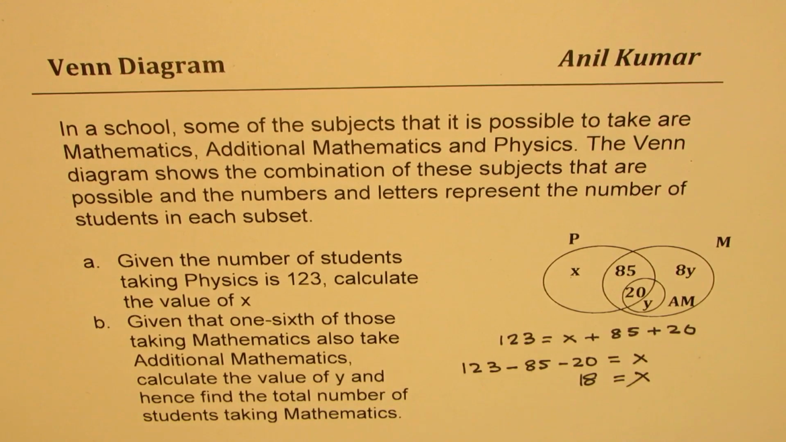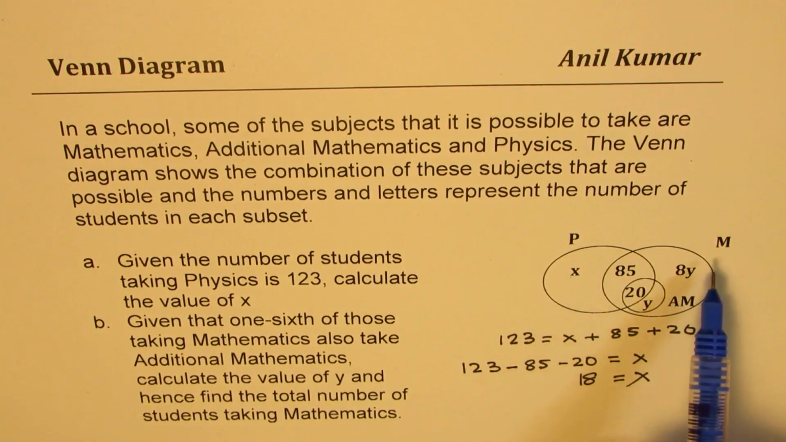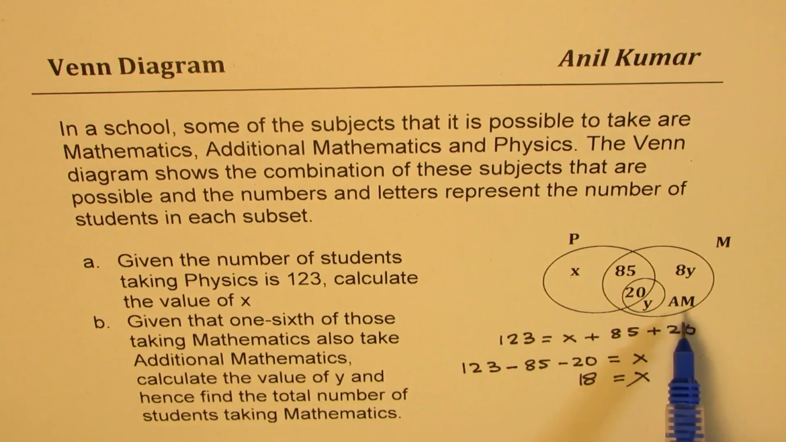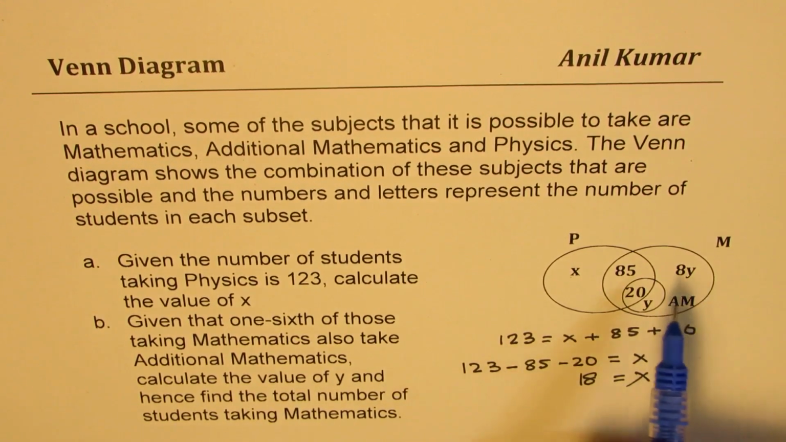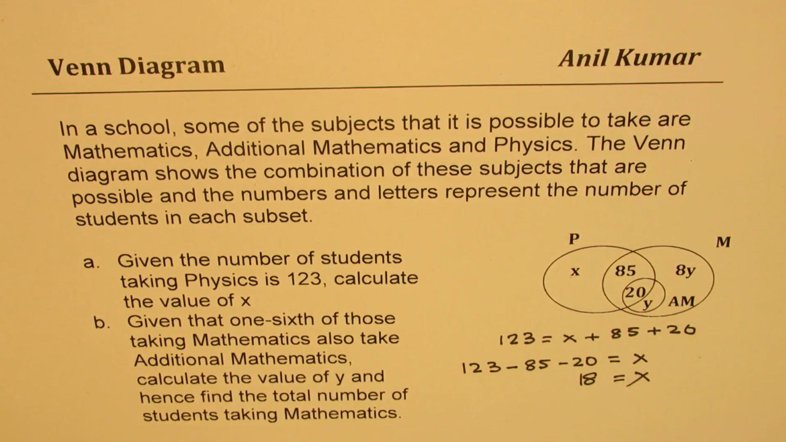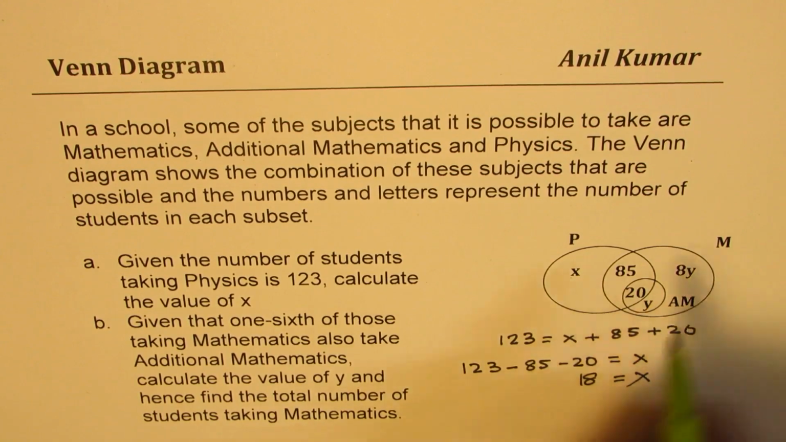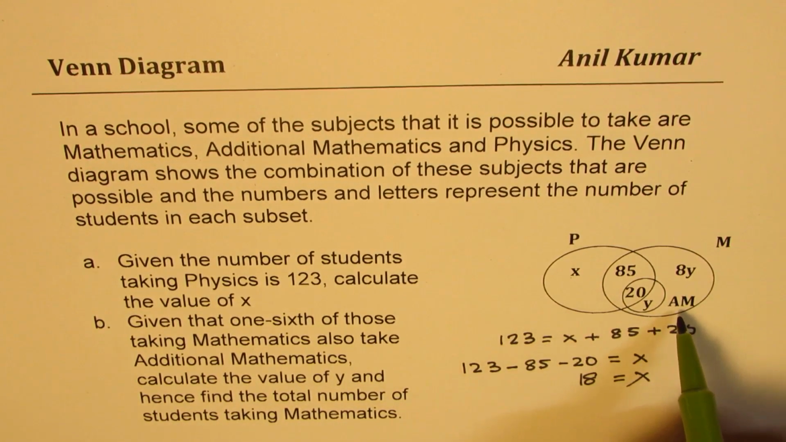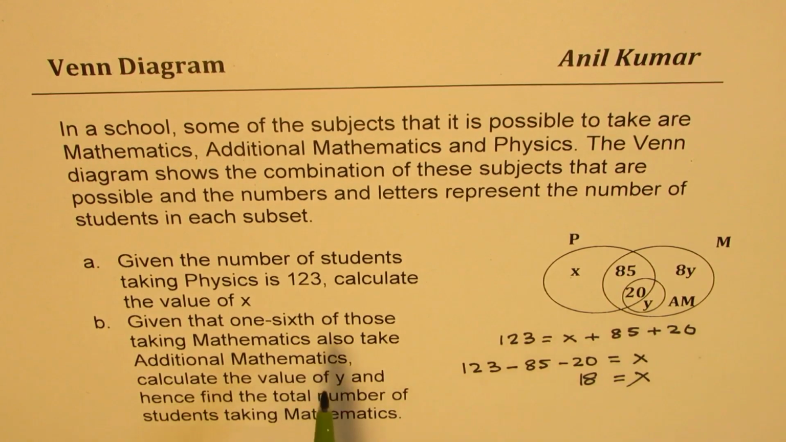Given that 1/6 of those taking mathematics also take additional mathematics, that means the ratio is 1/6, right? Now in this particular diagram, how many students have taken mathematics but not additional mathematics? That you need to figure out. So clearly the number is 85 plus 8y, right? So mathematics is all of them, of course, but the students who have taken additional mathematics is 20 plus y, right?